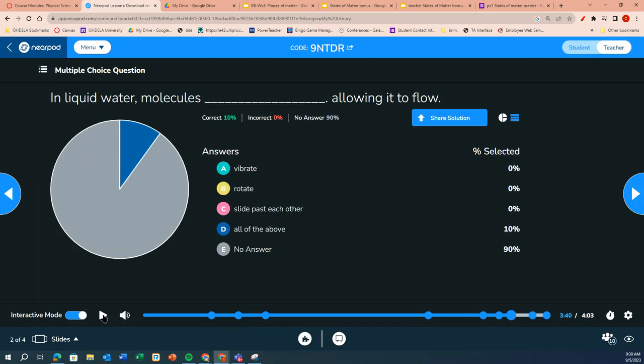We're losing some people. We got a bunch of laggy computers. We only got one person responding there. They vibrate, rotate, and slide past each other, so they're all of the above. Okay, thanks, Jada. It just doesn't show. It might be my computer's laggy. All right, not a problem.